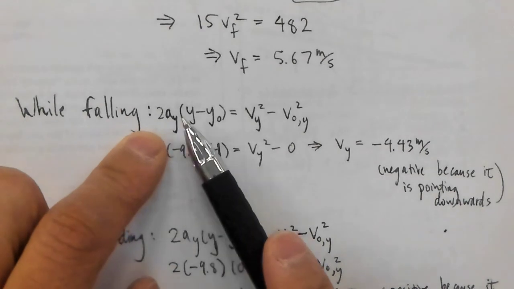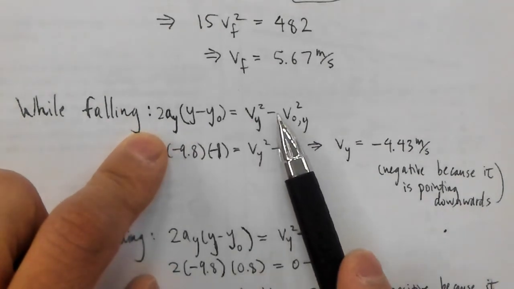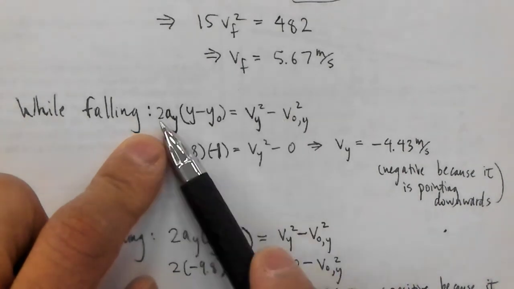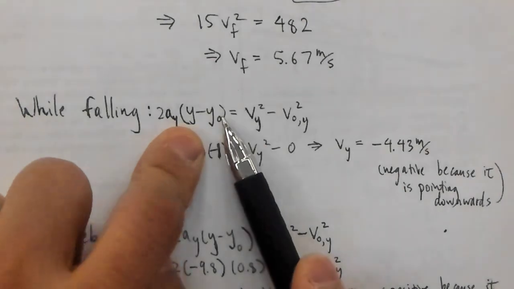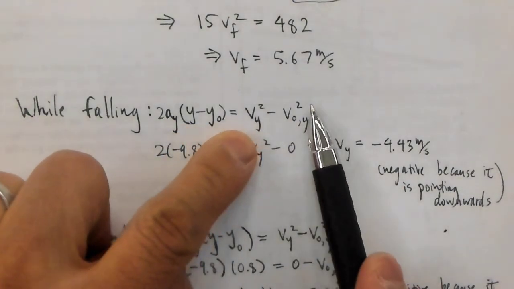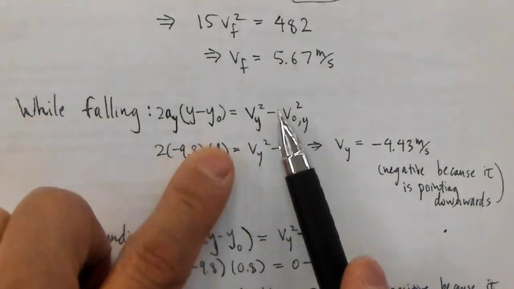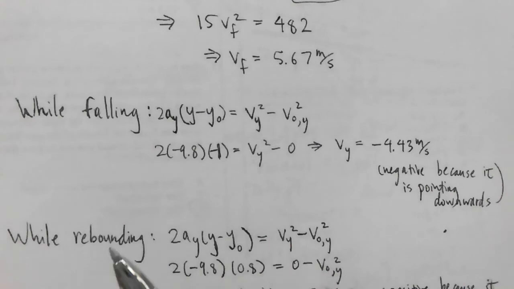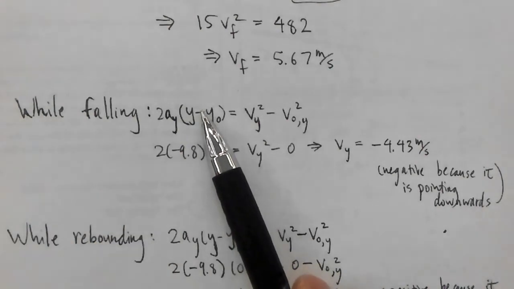Remember this formula, 2a(x minus x0) is equal to v squared minus v0 squared. Okay? We'll do this in the y direction. So 2ay times (y minus y0) is equal to vy squared minus v0y squared. Okay? Everybody remember this? Old friend? Okay. So you're still supposed to know how to use these formulas. Okay? Review this.